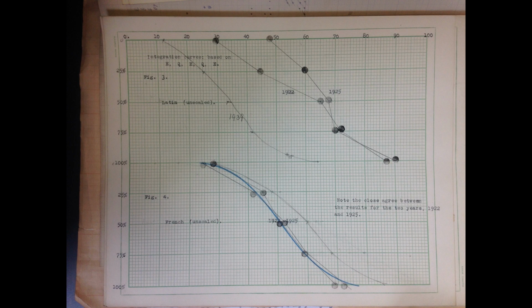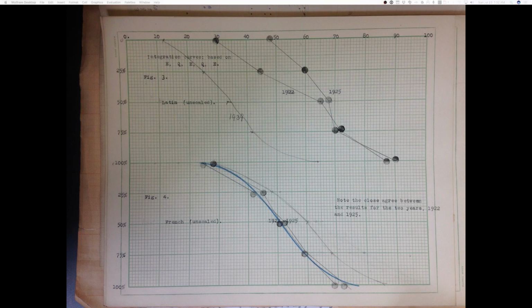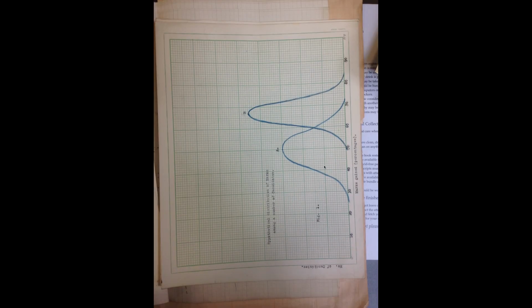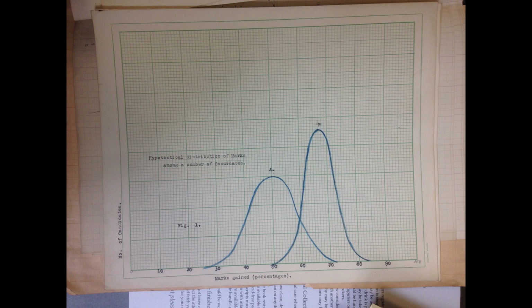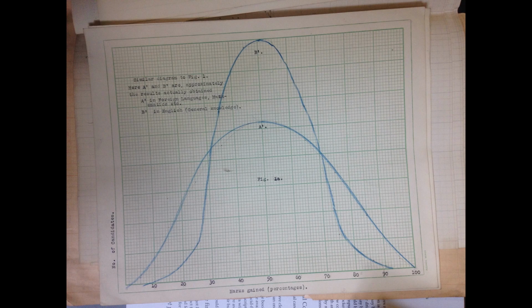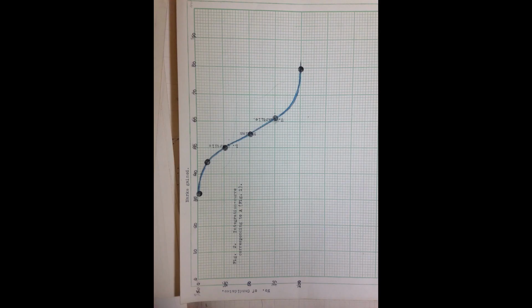Latin unscaled, French unscaled, 1922, 1925. Well, they definitely were looking at the long term there. Hypothetical distribution of marks. Oh, that's interesting. Those are like bell curves. That's like IQ test curves and things. Huh. Similar diagram. Foreign languages. Well, that's definitely not very convincing. Neither of those are actually very convincing bell curves.